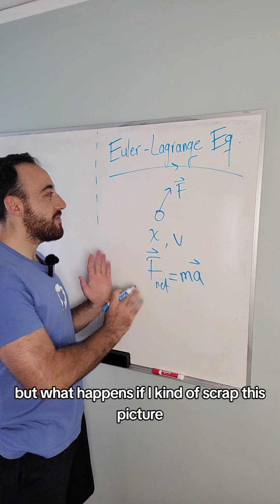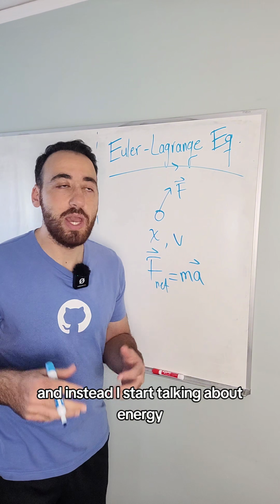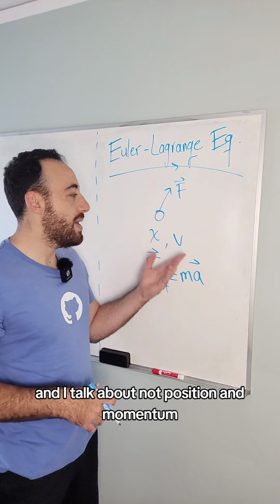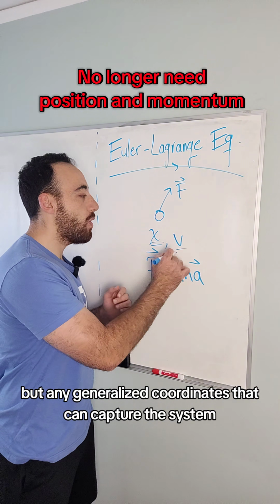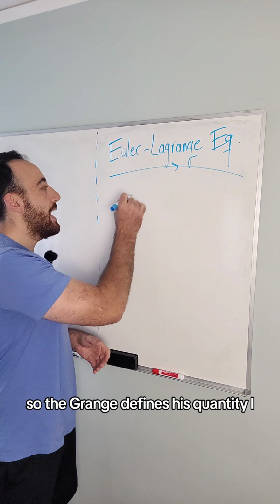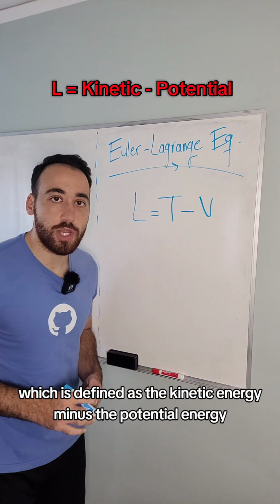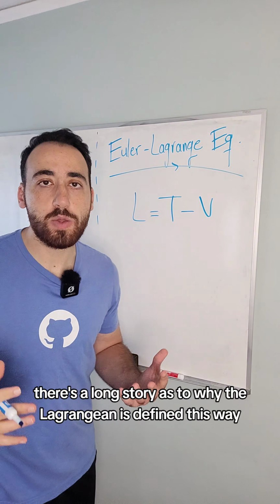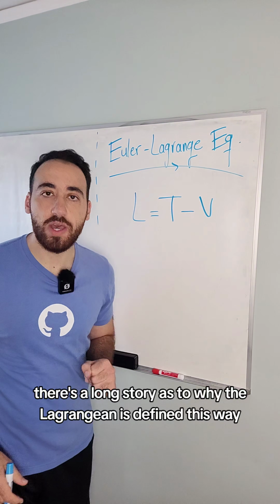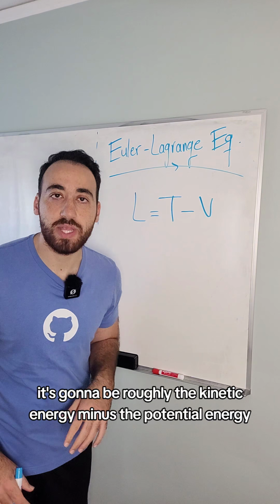But what happens if I scrap this picture and instead I start talking about energy, and I talk not about position and momentum, but any generalized coordinates that can capture the system. So Lagrange defines this quantity L, which is defined as the kinetic energy minus the potential energy. Now, why is it this? There's a long story as to why the Lagrangian is defined this way, but nevertheless, it's going to be roughly the kinetic energy minus the potential energy.